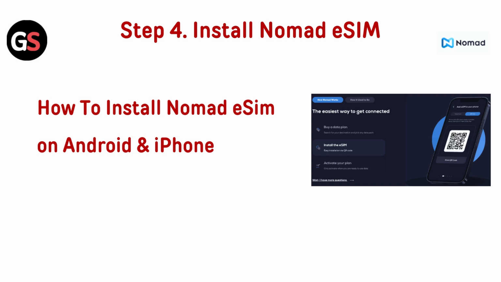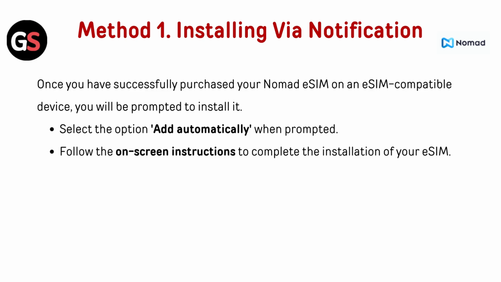Step 4. Install Nomad eSIM. How to install Nomad eSIM on Android and iPhone. Method 1. Installing via notification. Once you have successfully purchased your Nomad eSIM on an eSIM compatible device, you will be prompted to install it. Select the option Add automatically when prompted. Follow the on-screen instructions to complete the installation of your eSIM.